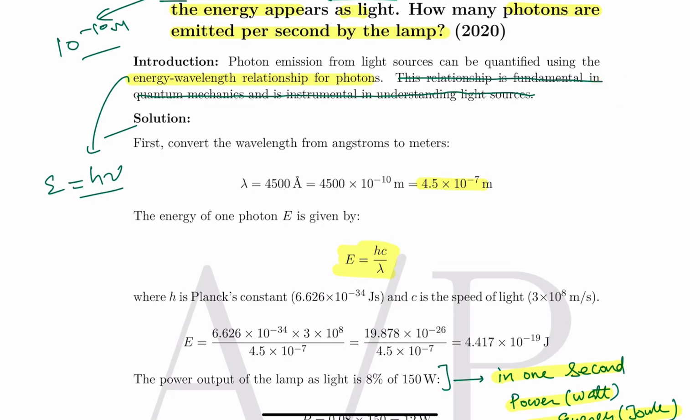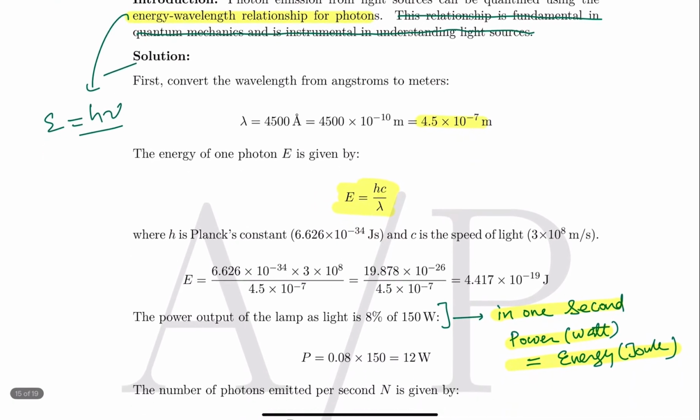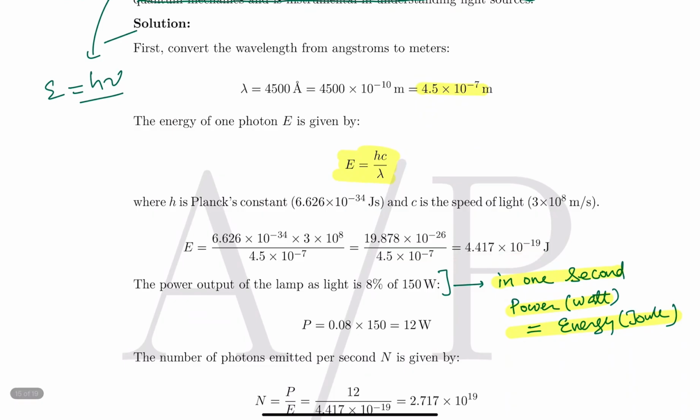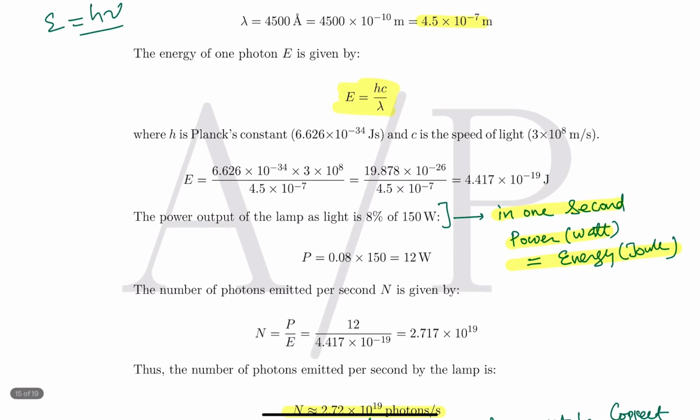So the solution goes: you need to convert this 4500 angstrom into meters, which is 4.5 multiplied by 10 to the power minus 7 meter, and the energy is hc upon lambda. So you get the value of the energy, which is going to be 4.14 multiplied by 10 to the power minus 19 joule.